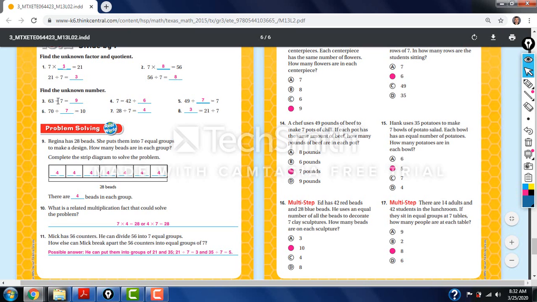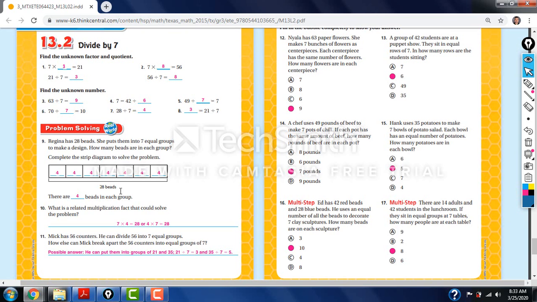Find the unknown number. So we're looking, it's either the quotient or the factor here. Okay. So 63 divided by 7 is 9. 70 divided by 7 here is 10. This one, 42 divided by 6 is 7. 28 divided by 7 is 4, and so forth. And these are pretty straightforward, and I know you're very successful with these questions here. I hope everyone did very well on this.